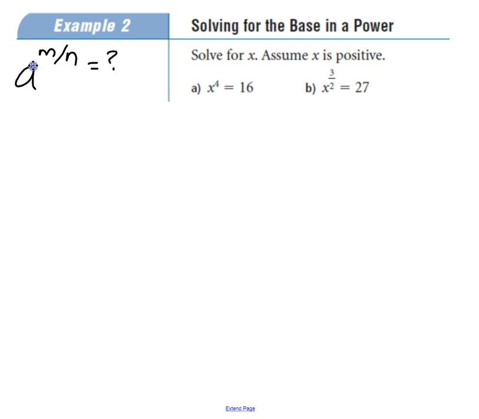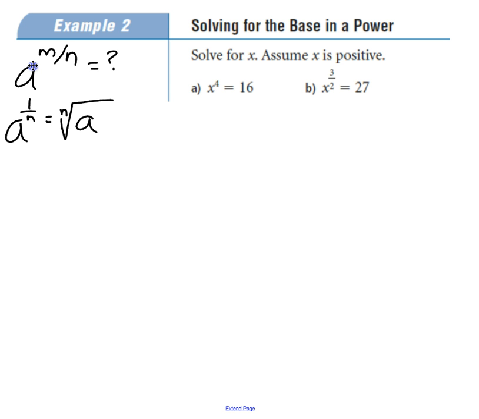What we do know is that a to the 1 over n is the nth root of a. So we can actually apply that exponent law when we're solving equations. Here, solve for x, assume x is a positive value. So if we get a negative root, we're only going to take the positive value.